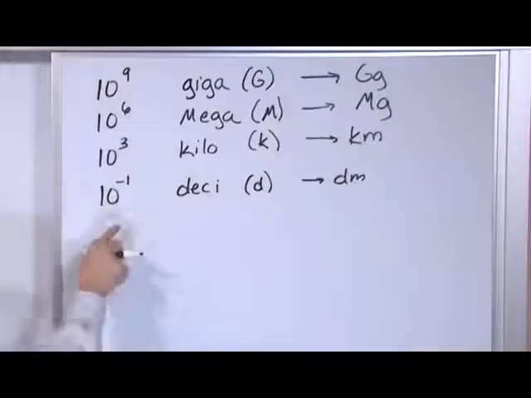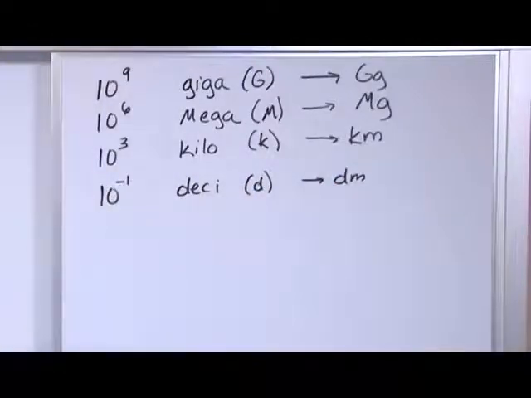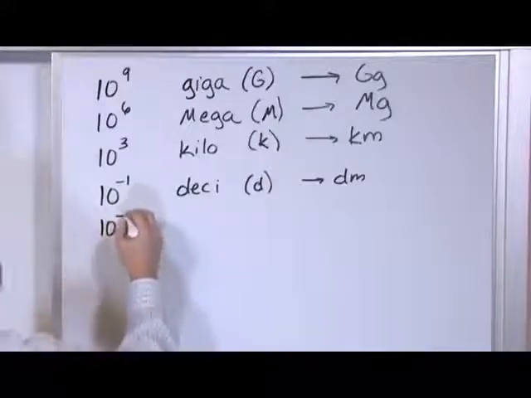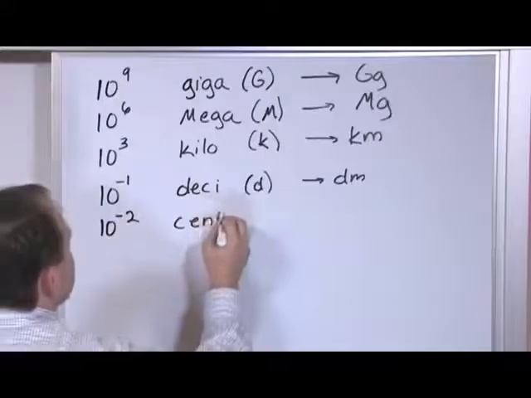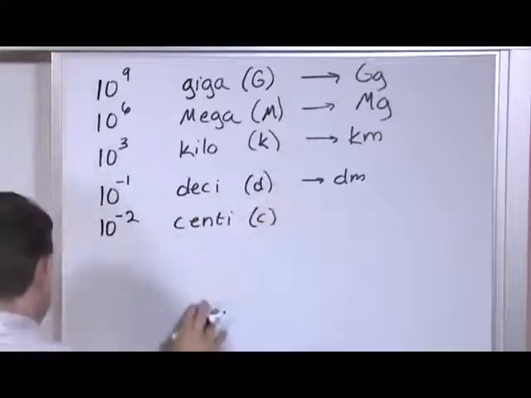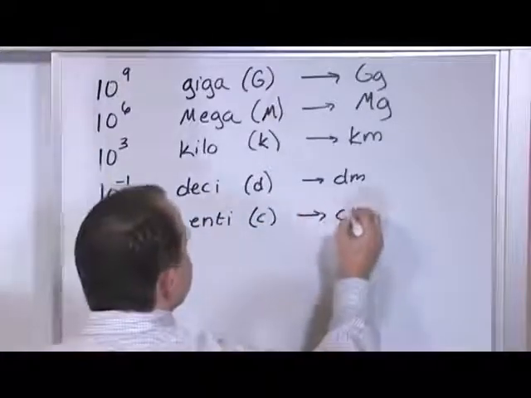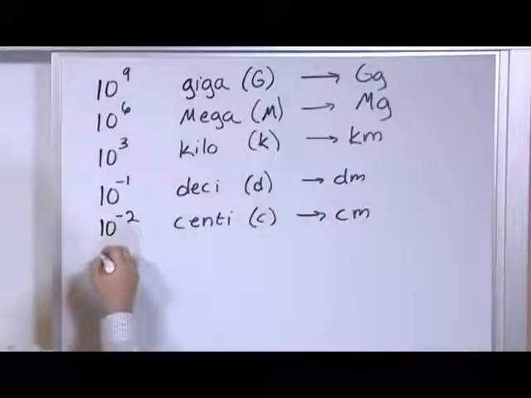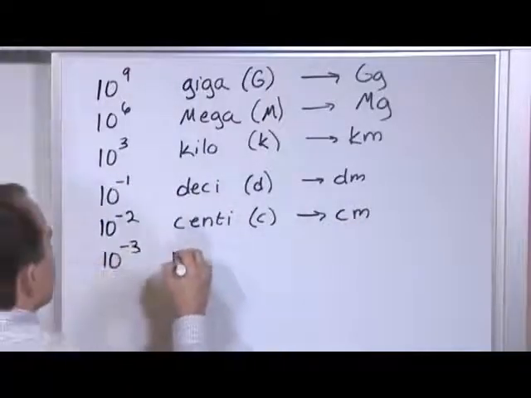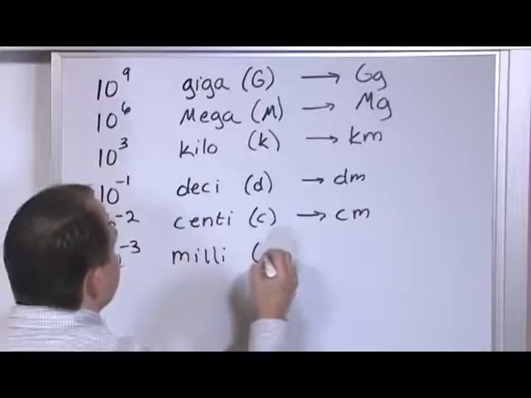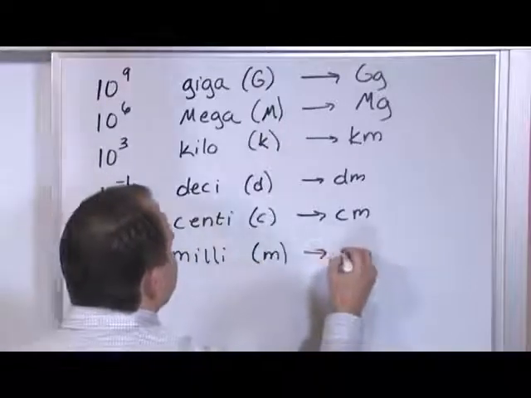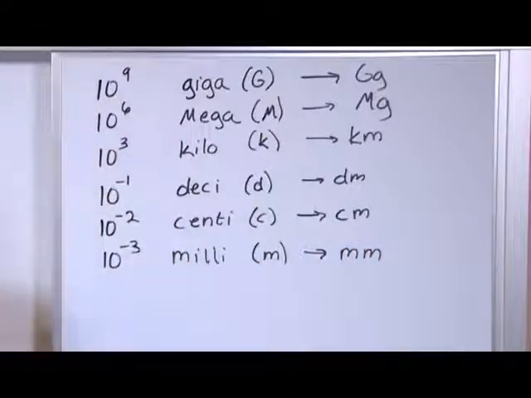Now, you don't honestly use deci very much at all. I'm just putting it here for completeness. You might see it in your book. 10 to the minus 2 is centi. We talk about C of something, so we might have centimeters as an example. Then we go 10 to the minus 3 for milli. We might have a millimeter. So we've talked about those.